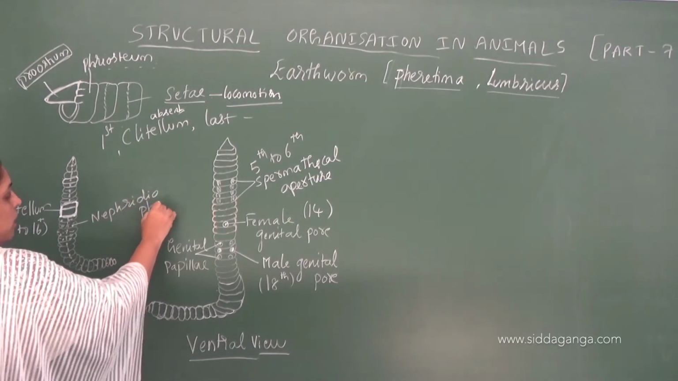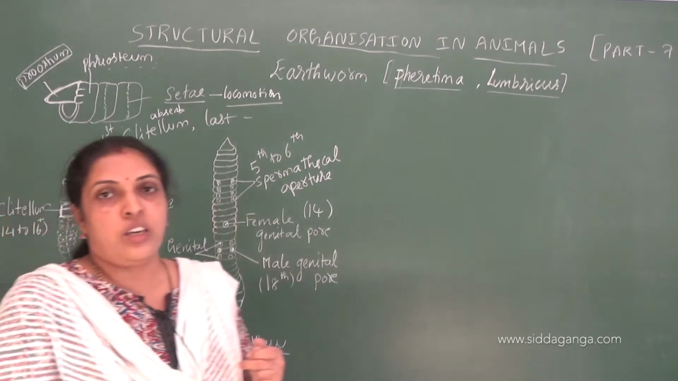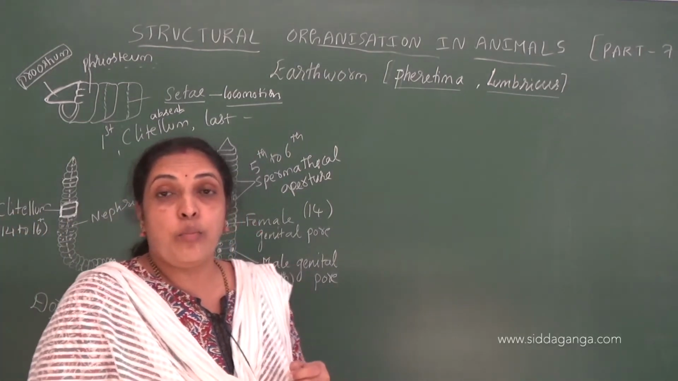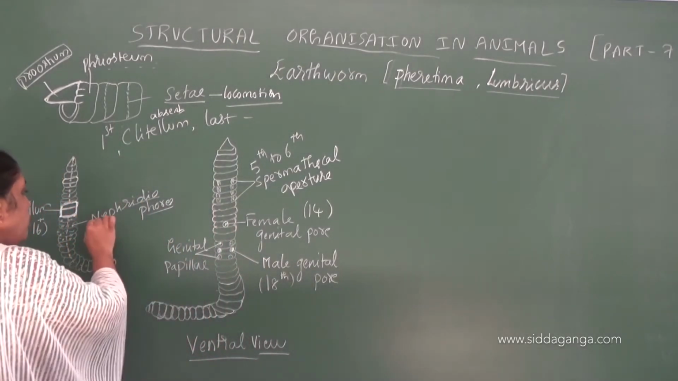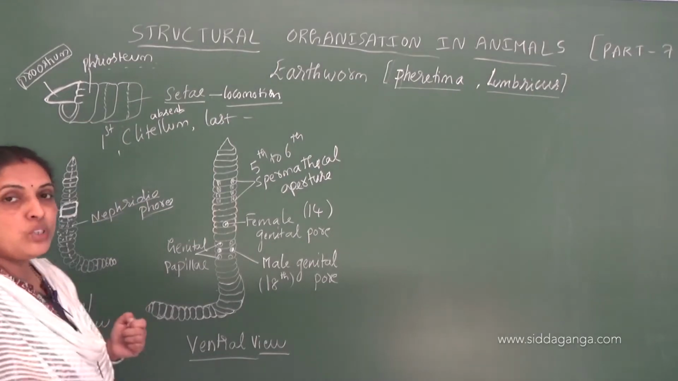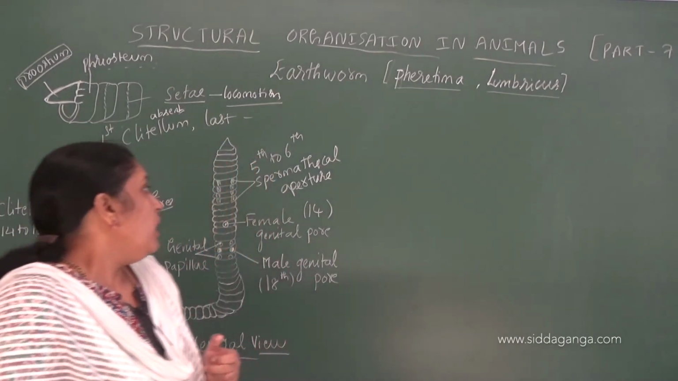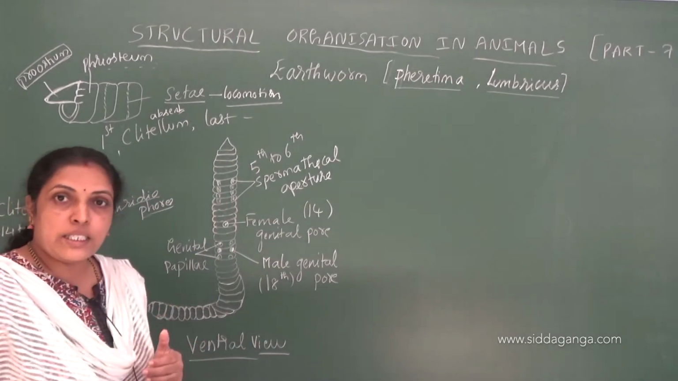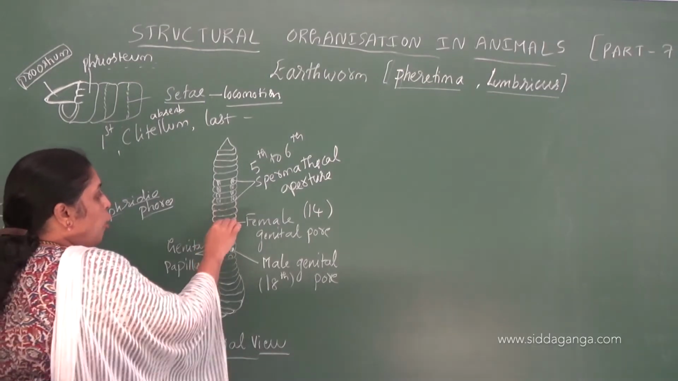Nephridiopores. They are pores through which the excretory products are released out. Understood? We see nephridiopores; they help to release the excretory product. Then coming to the ventral side, we see the openings.